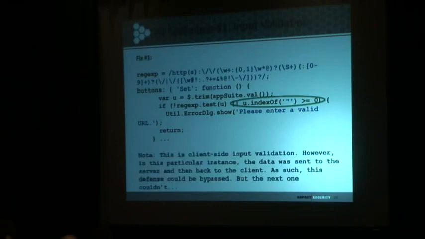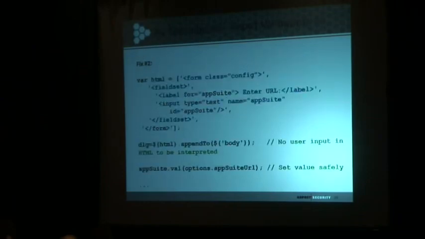So here's the better solution to this: do not build that HTML with any user data in it at all. Build the form with a static set of content, and then once it's built, update the value later. And this .val method is safe.